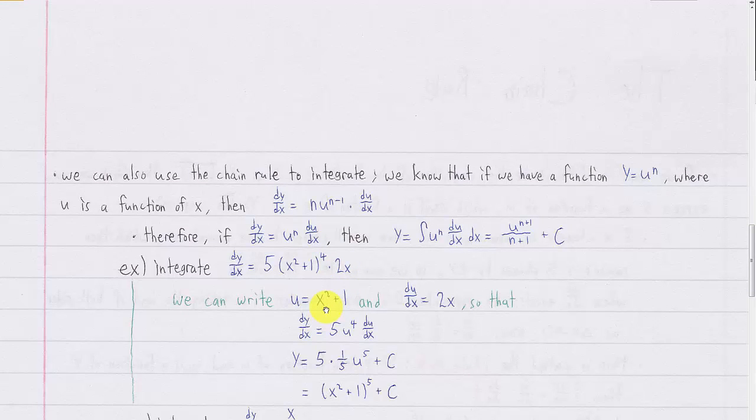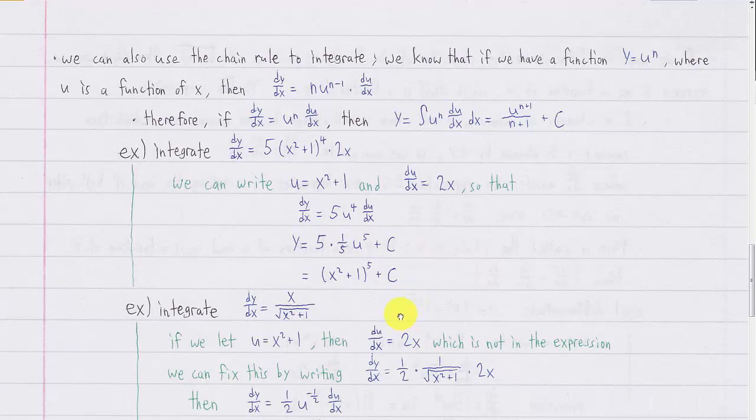So if we make this substitution, we just have 5 times u to the 4th times du dx. And then if we want to integrate this with respect to x, the du dx just disappears, and we just take the antiderivative of this other part here. So this will be u raised to the power of 5 divided by 5 plus c. So that's just u to the 5th plus c. And then last step, you just plug in what u was in terms of x. So we have x squared plus 1 to the 5th power plus c.